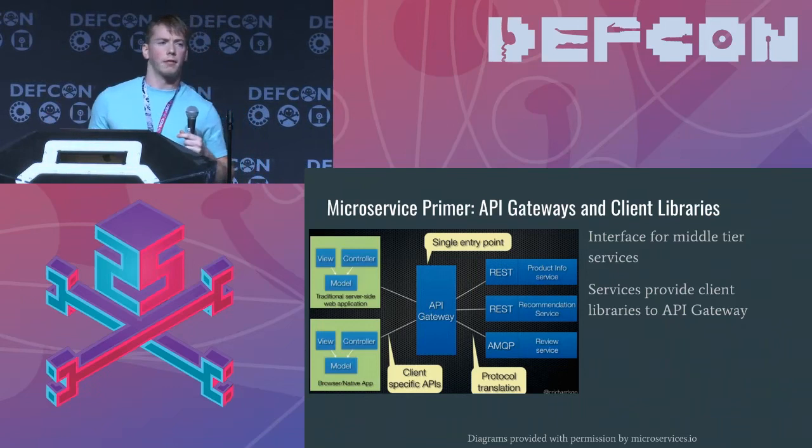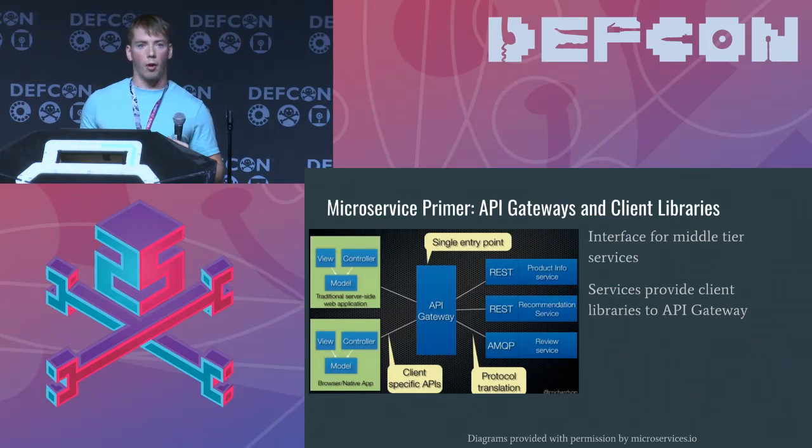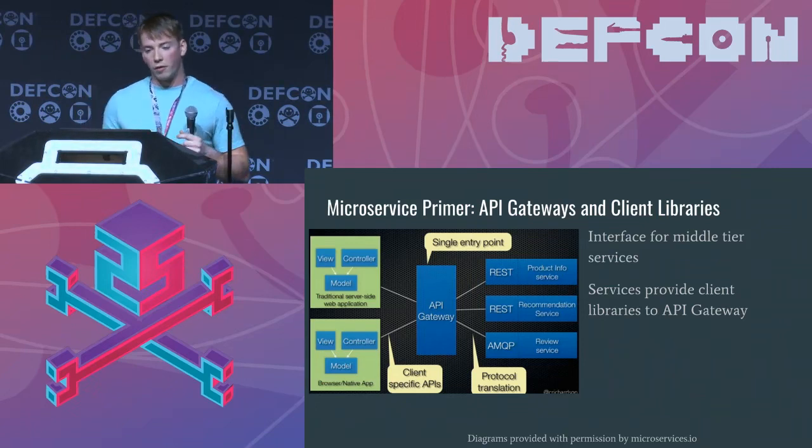And those middle tier and backend services might provide libraries to the API gateway, and maybe those libraries let the gateway make REST calls. Maybe it's gRPC or some other RPC framework. And the specific examples we'll be discussing today, it's REST-based.